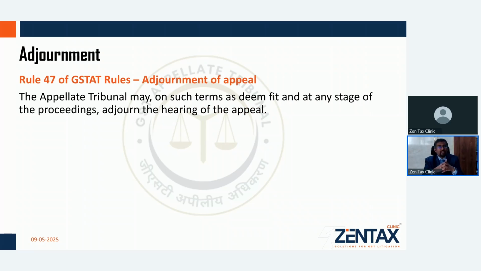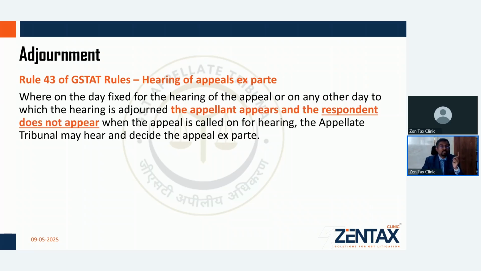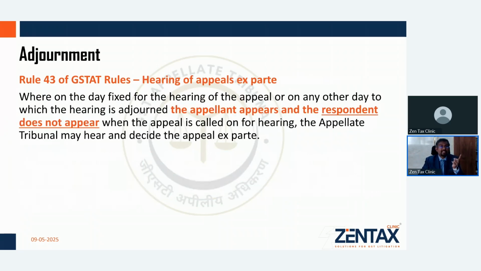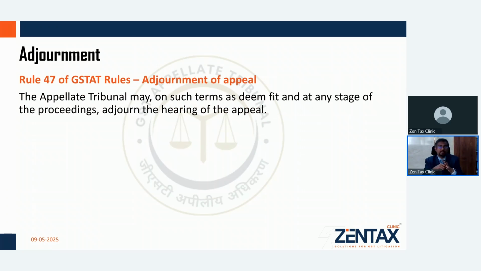Rule 47 talks about actual adjournment. See, Rule 14 gave the powers for adjournment, Rule 16 gives the powers for adjournment, and Rule 47 talks about adjournment. The Appellate Tribunal may, on such terms as it deems fit, and at any stage of the proceedings, adjourn the hearing of the appeal. Any stage of the proceedings: part of the hearing is done, you may adjourn it; even without hearing, you can adjourn it. So whatever it is, the Appellate Tribunal has the power to adjourn the appeal.